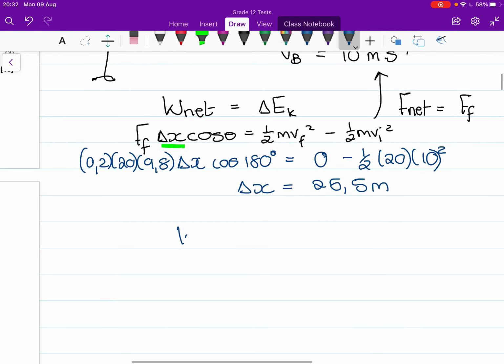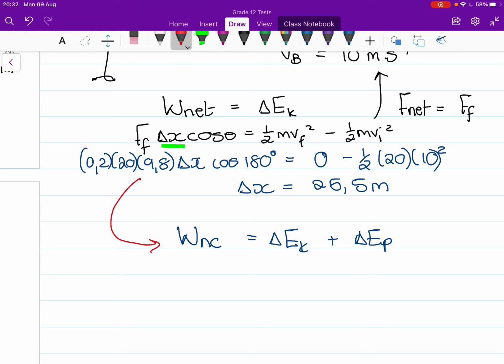Now, you could have used work done by the non-conservative force, which is then change in EK plus change in EP. Essentially, the difference is this. You would still work out work done by the non-conservative force like W net, but you need to remember that change in EP equals 0. So you're doing a little bit of extra work to get to the same answer. Okay, be careful. Look at the question. I asked for the work energy theorem. I probably want you to use it.